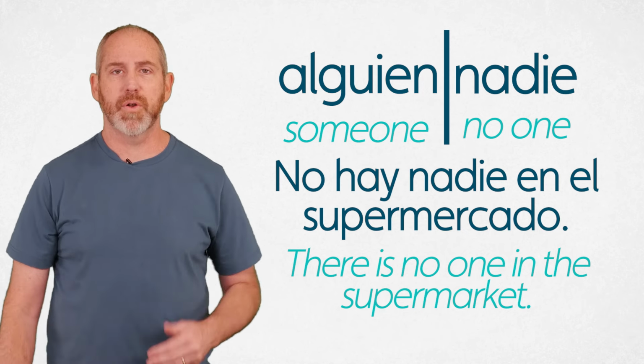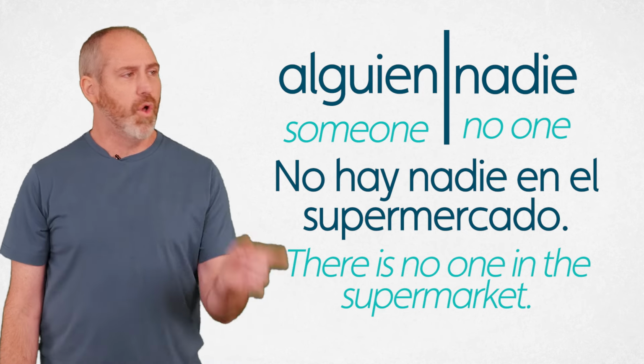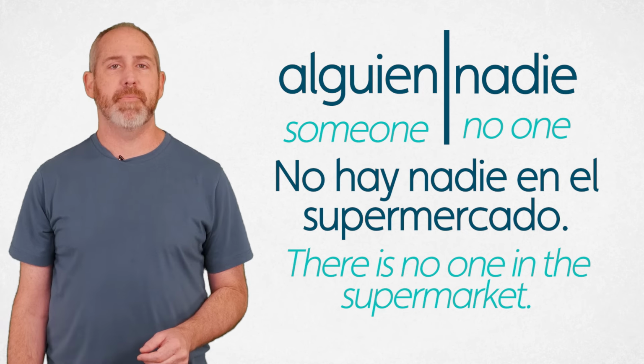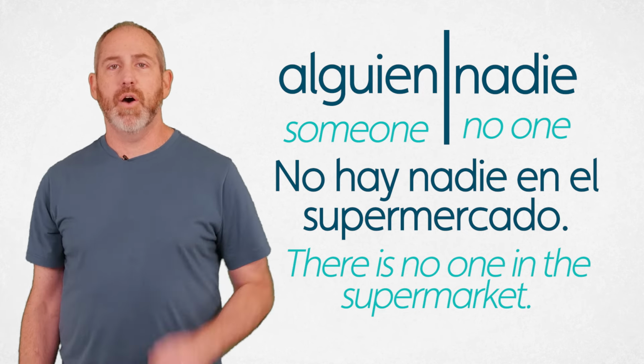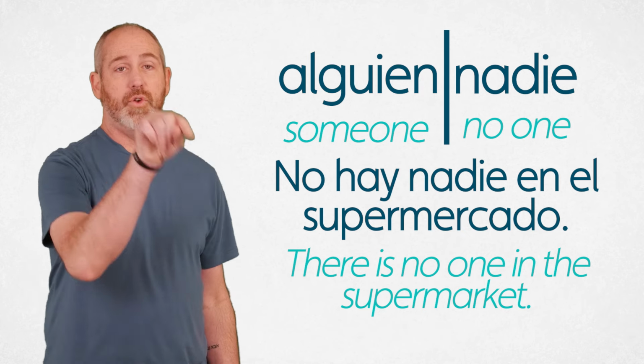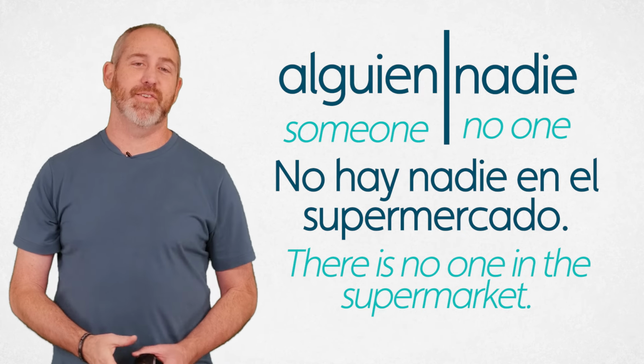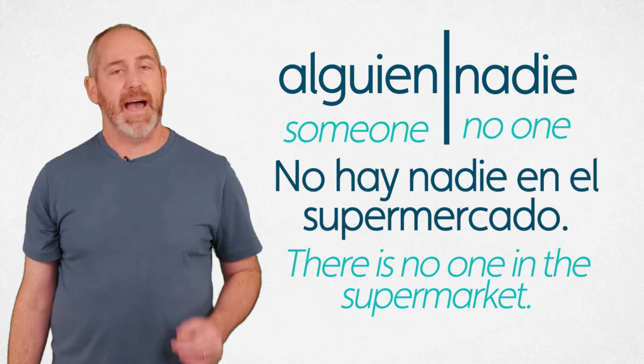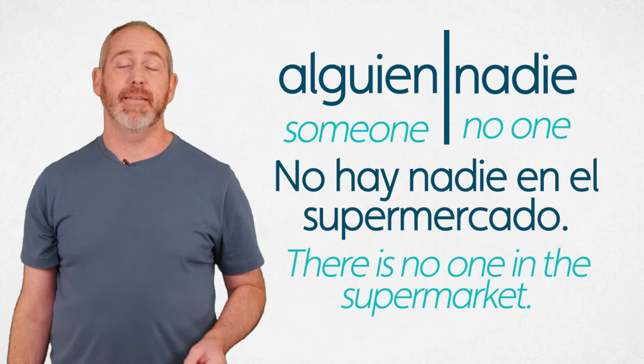Yeah, sometimes you go early in the morning and that's the way you feel. No hay nadie en el supermercado. So there is no one. Really what you're saying is double negative. There is not no one, but it works in Spanish, okay? So that's how you can use alguien and nadie together.